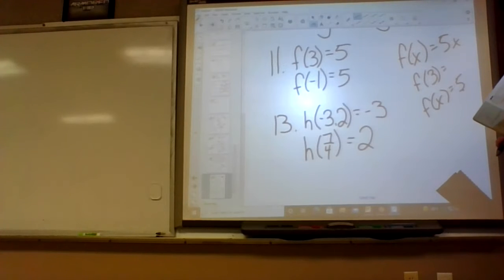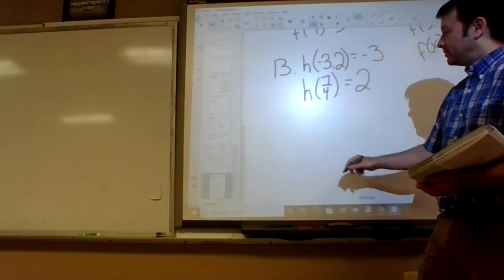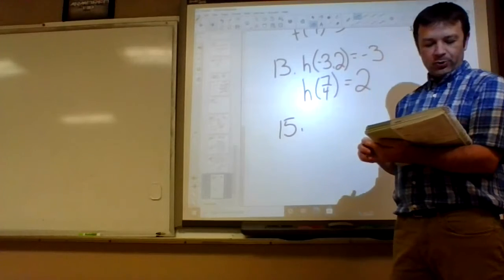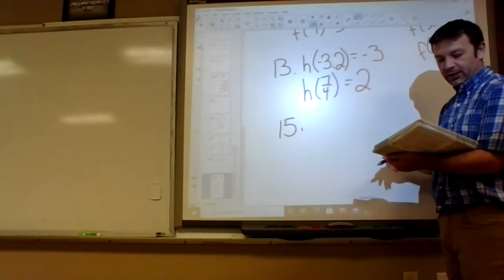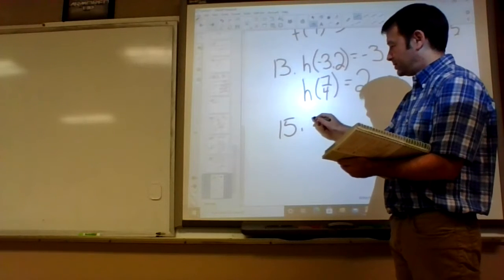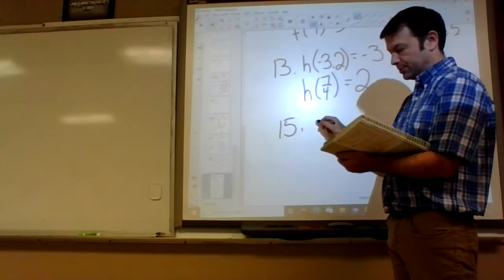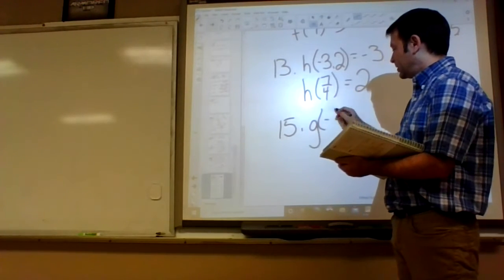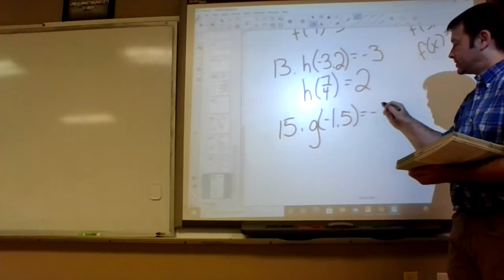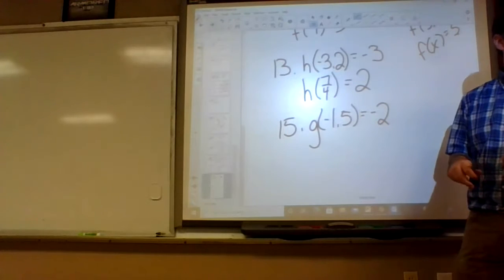Number 15 is kind of the same thing, but you subtract 0.5 first and then you round it up. So on 15, if I put in negative 1.5, what's negative 1.5 minus 0.5? Negative 2. It wouldn't round at all, it would just stay at negative 2.